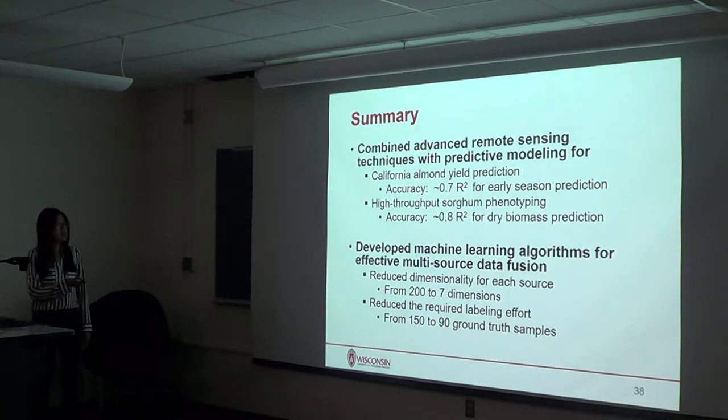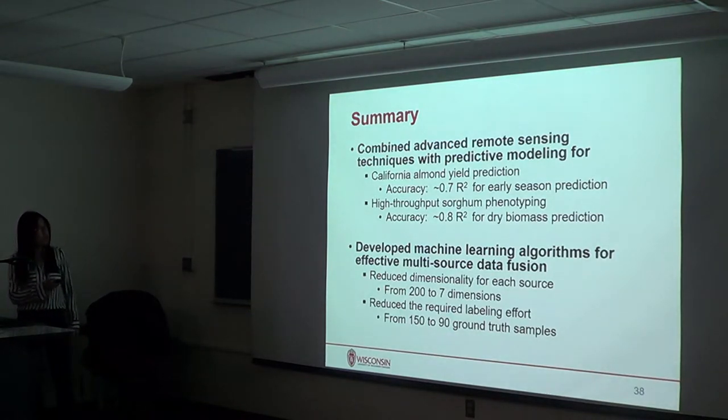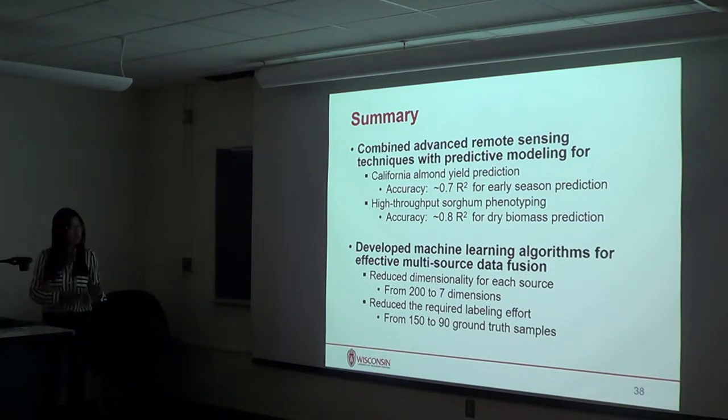So here is just a summary of what I did before. I tend to combine remote sensing and predictive modeling for different agriculture applications. That's more application oriented. On the other hand, I'm also interested in developing machine learning algorithms to handle this common problem, and this algorithm can be applied to different applications.